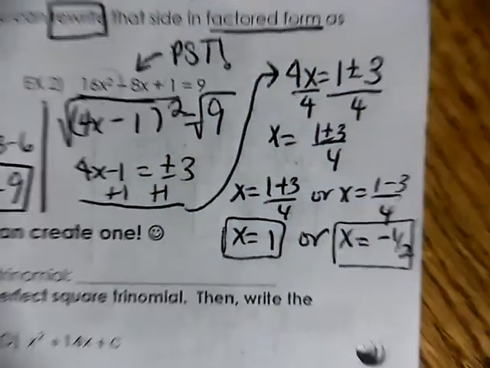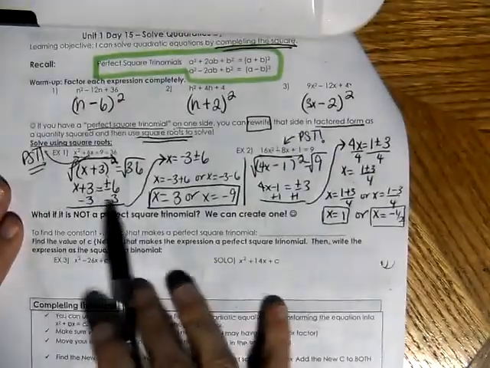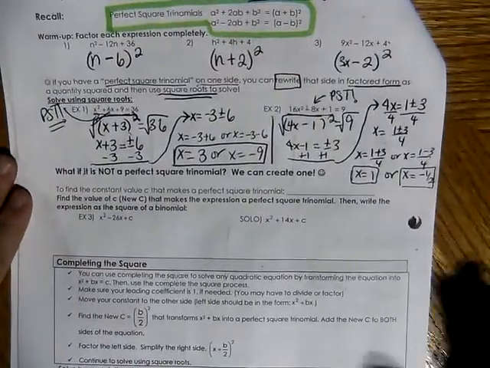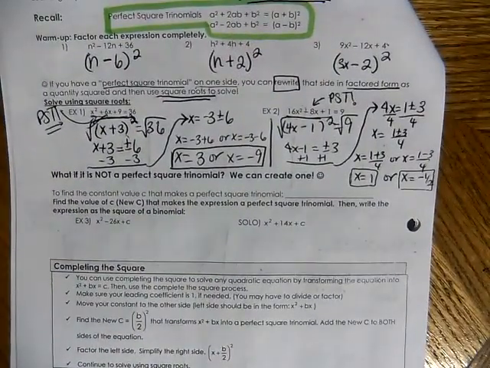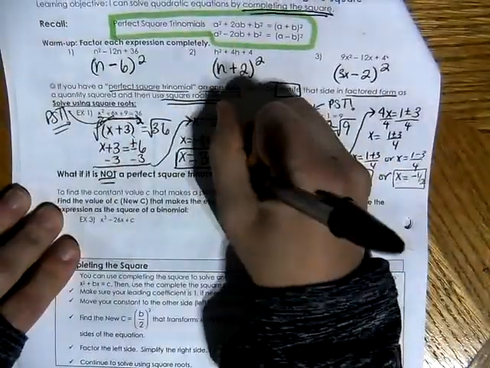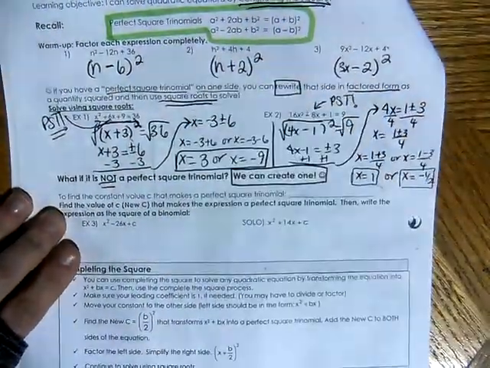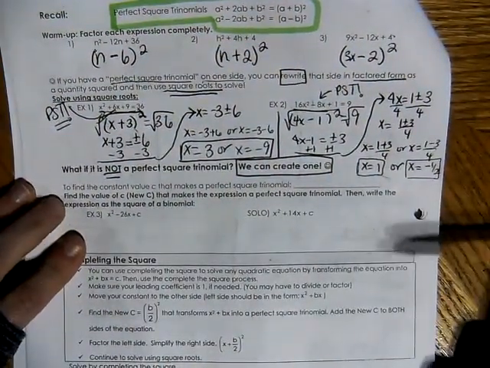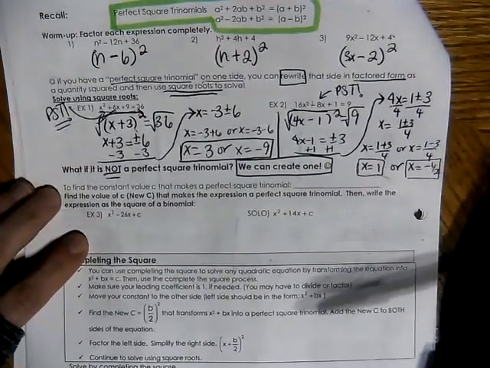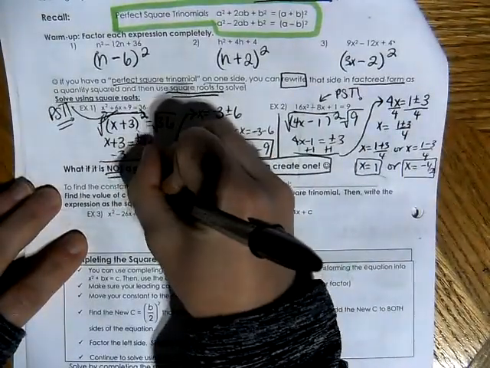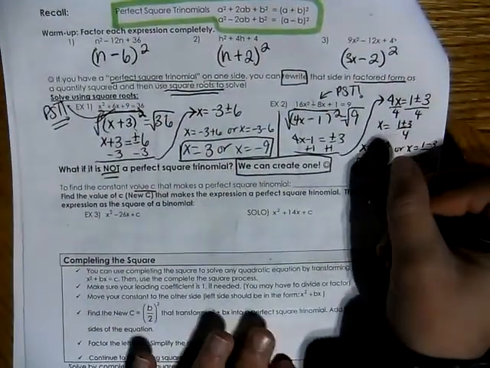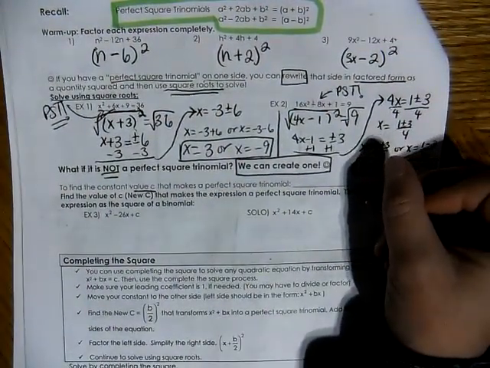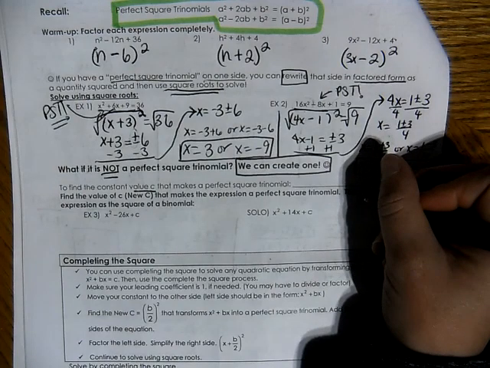Now this is really cool and all if you already have one side of your equation being a perfect square trinomial. That's great. That's really nice, Miss Olivero. But what if the side is not a perfect square trinomial? What do we do? Well, we're going to create one. And that is the method of solving by completing the square. What we'll need to do is find a constant value that we're going to call C that makes a perfect square trinomial.